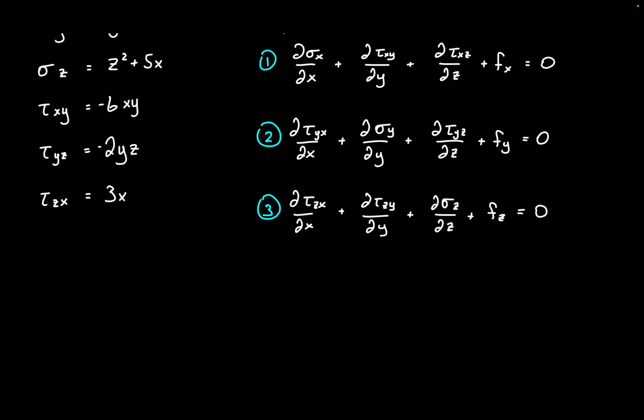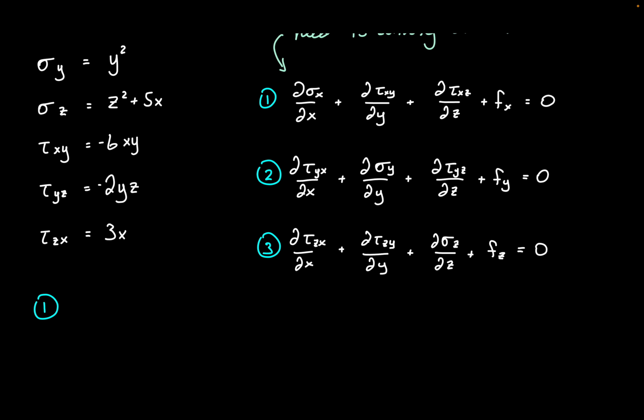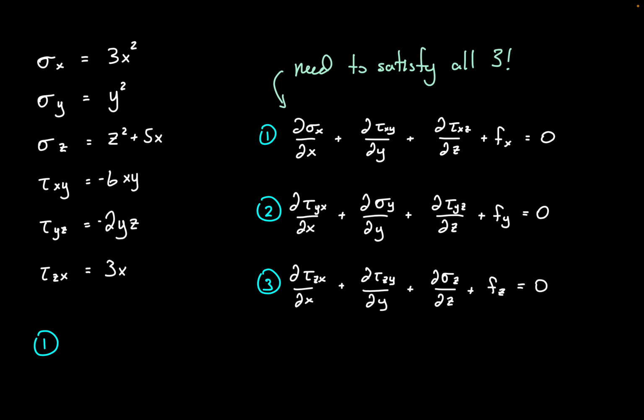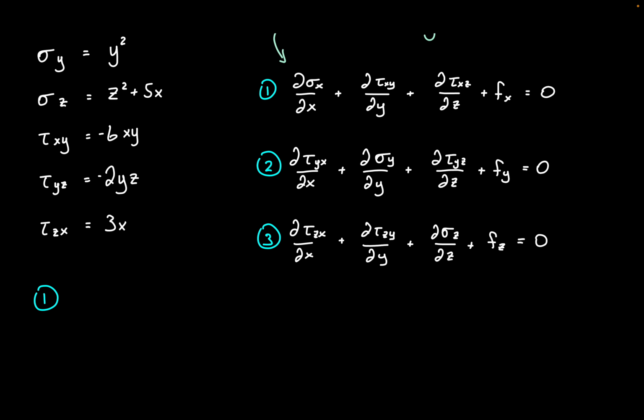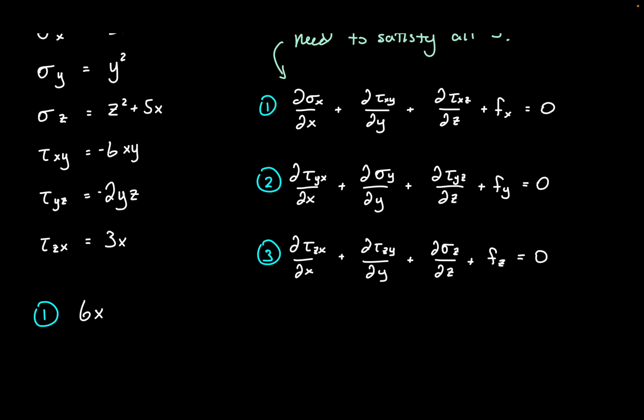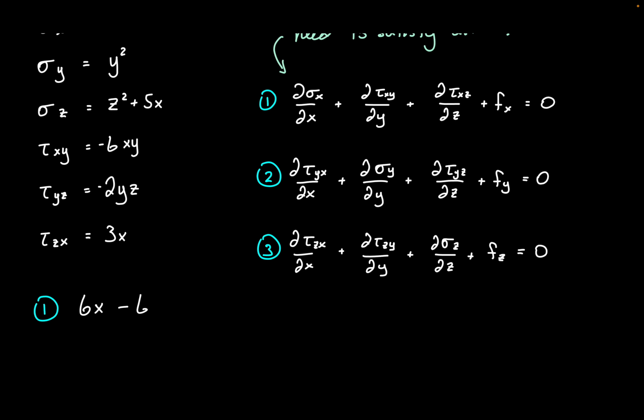And we can start by solving equation 1. So we're taking the partial derivative of sigma x with respect to x. So sigma x is 3x squared. So taking the derivative with respect to x will give 6x. And then we're taking the partial derivative of tau xy with respect to y. So that will give negative 6x. So those two will cancel.